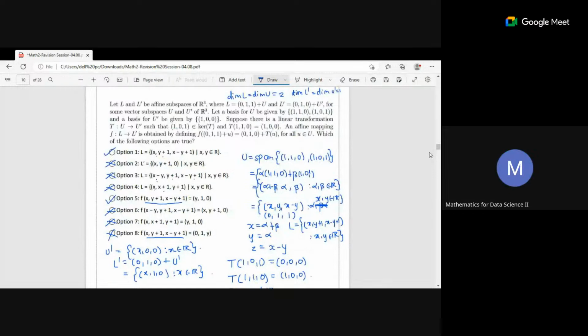Which one? The shortcut that you are saying now. This element should belong to L dash, right? Already we have found the L dash. What is your L dash? It is of this form x, 1, 0 where x belongs to R. And which one satisfies that? This, not this. All right. Okay. Thank you. Yes. Fine.